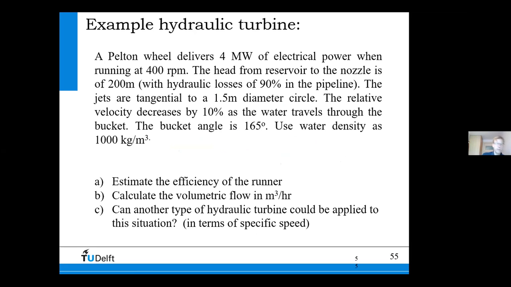So we're now going to do this. We need a 4 megawatt turbine, 400 RPM, a 200 meter reservoir, and we have 90% hydraulic efficiency. So out of the 200 meter, only about 180 meter is available. The rotor diameter is 1.5 meter. Then a 10% velocity decrease, and 165 buckets.